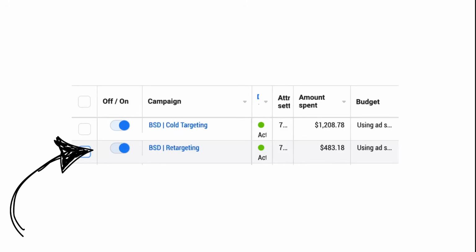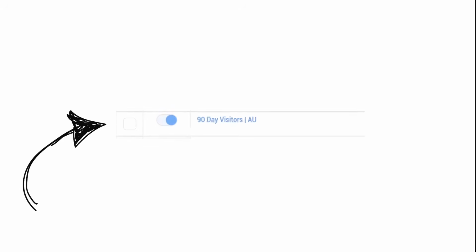Now, back to the account structure, we have the cold targeting campaign. We then have a dedicated retargeting campaign. Now, I'm going to tell you exactly how we set this up internally for the best, most consistent results. At the account level, we simply have the retargeting campaign set up as an ABO. At the ad set level, we then have 90-day visitors. This is the only custom audience that we run.